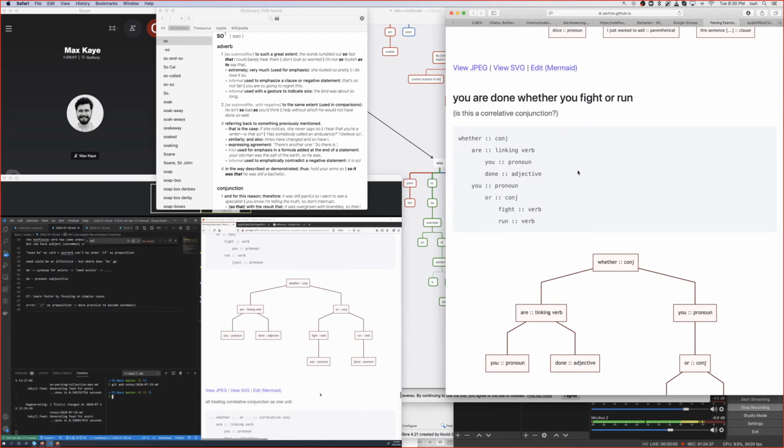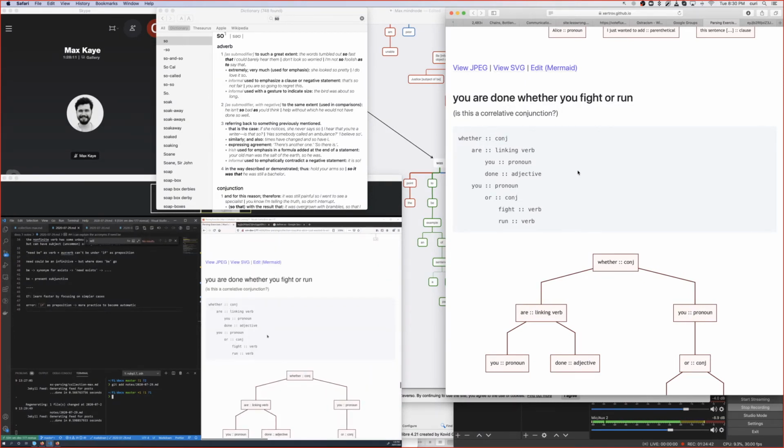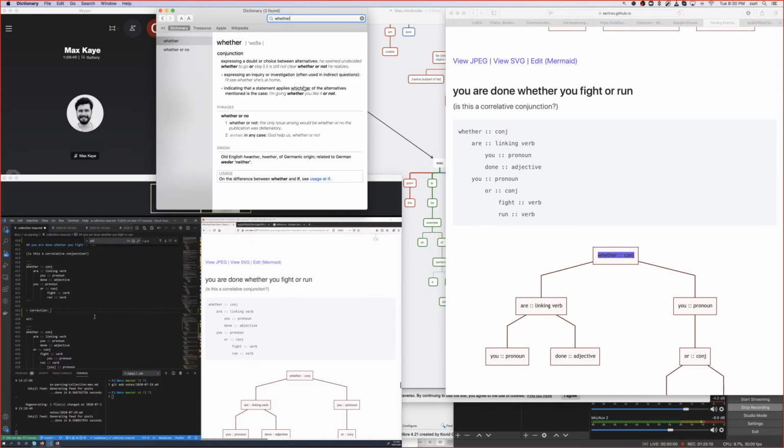And then there's two versions, one with an implied you. So I've done the verb mistake again. If whether is a regular conjunction that is the root node here, then I don't think it would be a correlative conjunction with the or. Okay, I think it might just be a regular conjunction.